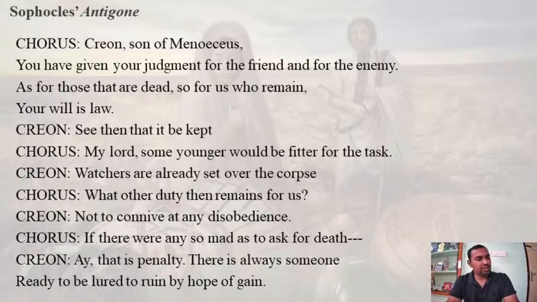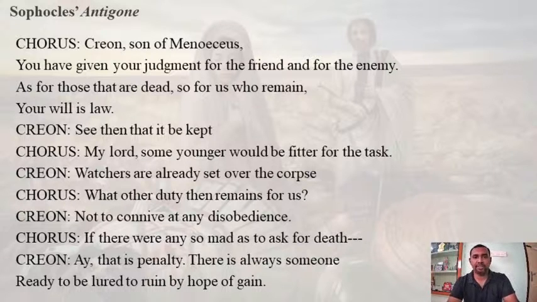Creon, son of Menecius, you have given your judgment for the friend and for the enemy. As for those that are dead, so for us who remain, your will is law.